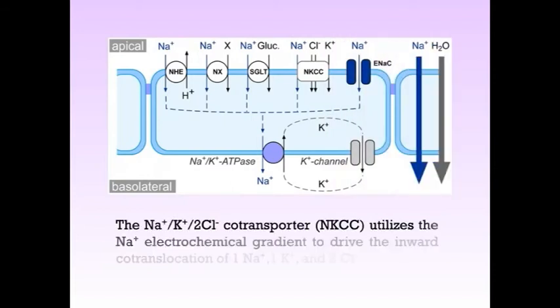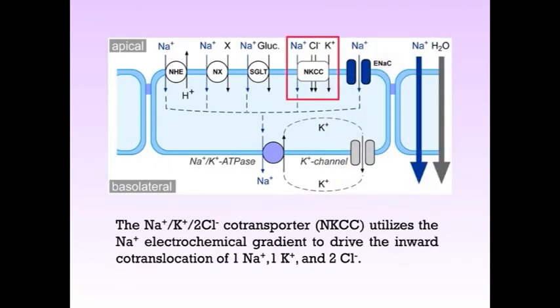And they belong to the same family of transporters and are all electroneutral cotransporters. The sodium-potassium chloride cotransporter, or NKCC, utilizes the sodium electrochemical gradient to drive the inward co-translocation of 1 sodium, 1 potassium and 2 chloride ions. Among other places, NKCC is found in the apical membrane of the thick ascending limb of the loop of Henle, where it performs an important role in urine concentration.